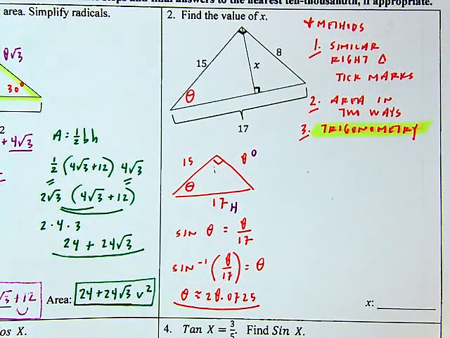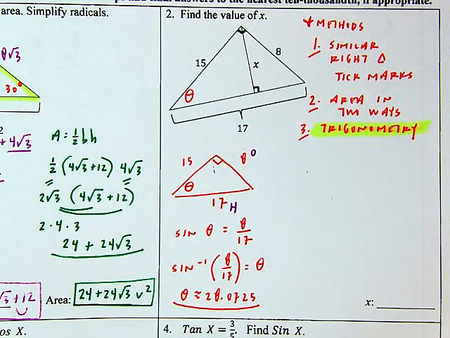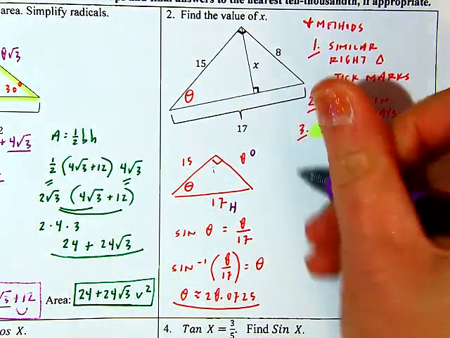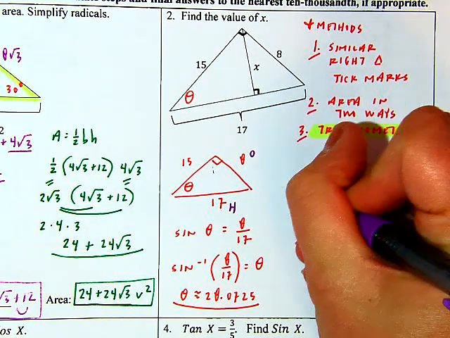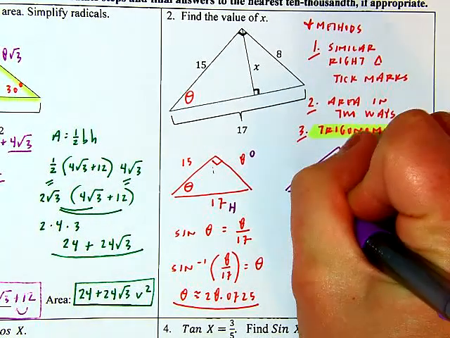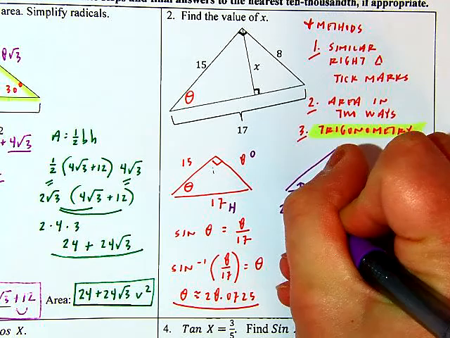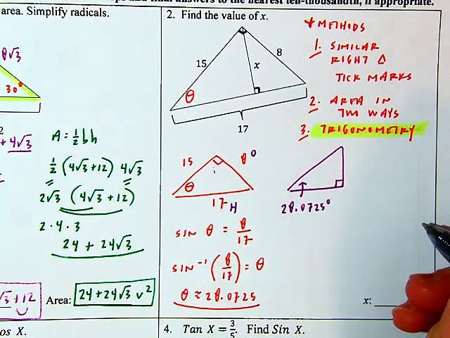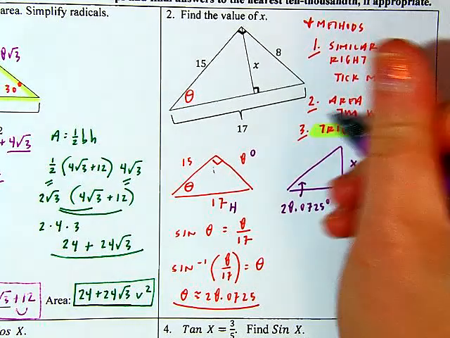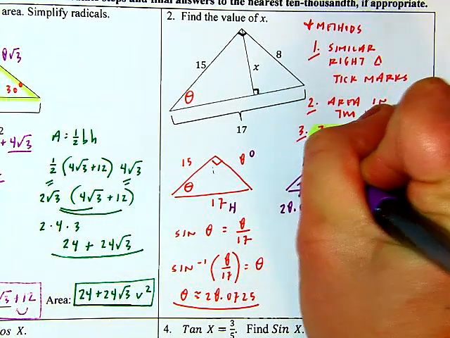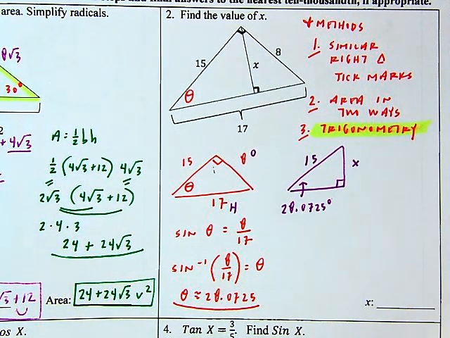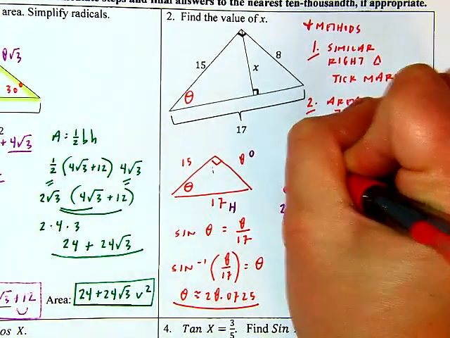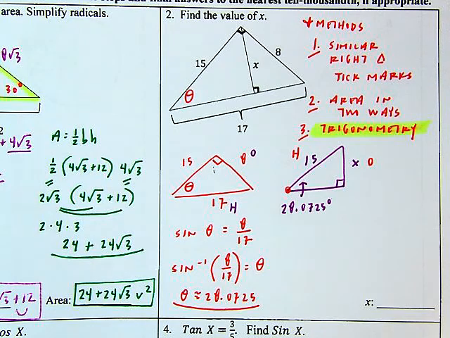So now keep in mind, I'm trying to get to X. So now let's say that I visualize this right triangle right here. Let me draw it out a little bit bigger like that. So again, I know this angle now. I just solved for it. It's about 28.0725. And I know that this is X and this is 15. So with my reference angle right here, I have an opposite and a hypotenuse. So I'm going to use sine again.